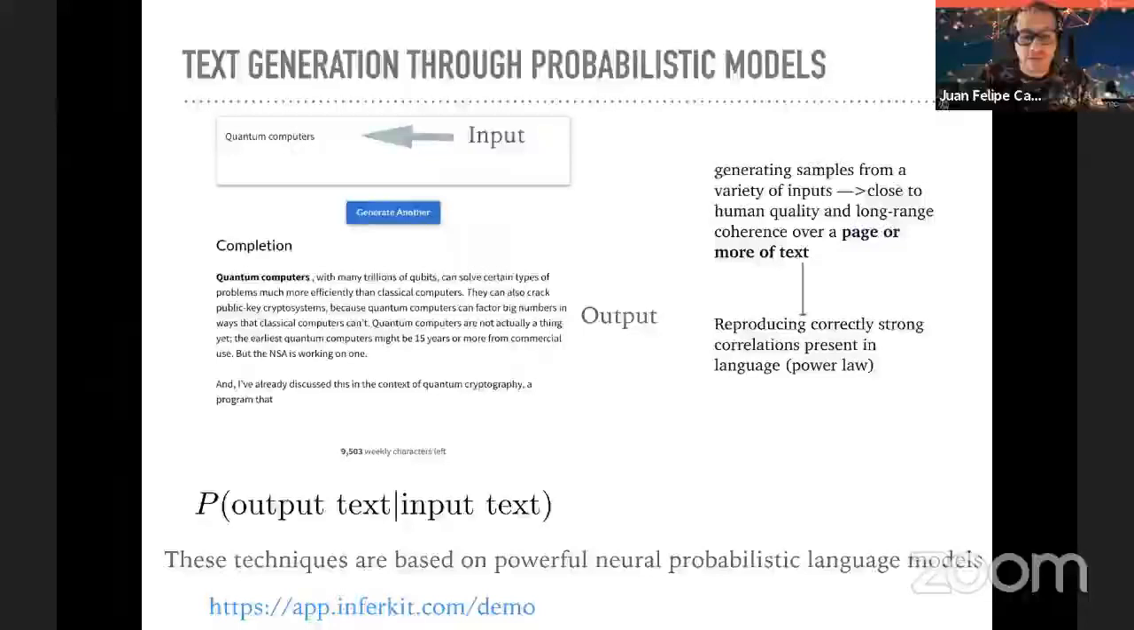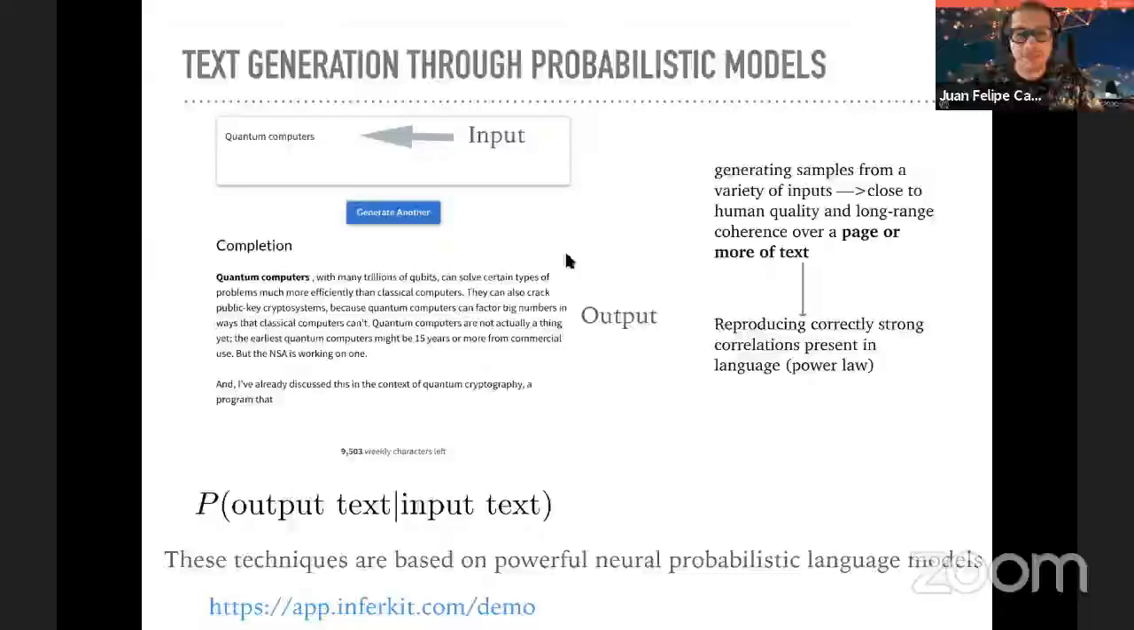And so what I did was I went to this website and I typed quantum computers. That was the input. So that's a very simple input. And then this model is trained on internet data and so on, and it produces a very coherent output over a page roughly, right? Where this thing says quantum computers with many trillions of qubits can solve certain types of problems much more efficiently than classical computers. They can also crack public key cryptosystems, because quantum computers can factor big numbers and many more, right? So this model knows that quantum computers are not a real thing yet. The earliest quantum computers might be 15 years into the future. And so it's a very interesting exercise. These models know too much, in my opinion.